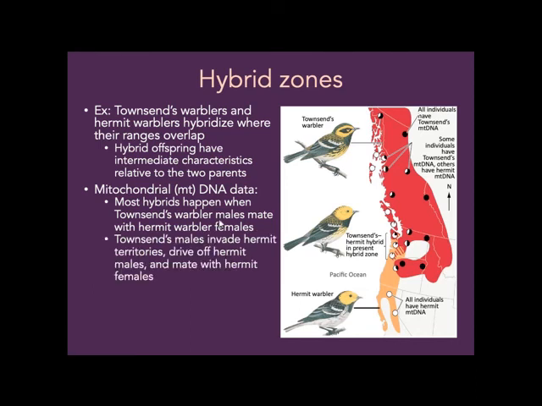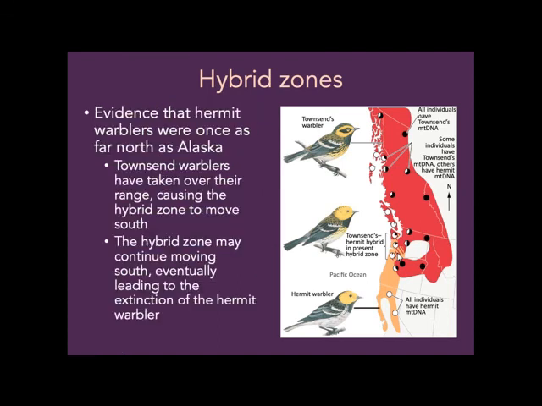And so we think that what's happening is that the Townsend's warblers come into the hermit warbler territory, drive the hermit warbler male away, and then mate with the hermit warbler females that are on the nest. Okay. And so there's evidence that the hermit warblers, these guys over here, were once as far north as Alaska, but the Townsend's warblers have taken over their range, pushing them farther and farther south. And so over time, this hybrid zone has moved farther and farther south. And then probably sooner or later, the Townsend's warblers will entirely drive the hermit warblers to extinction.